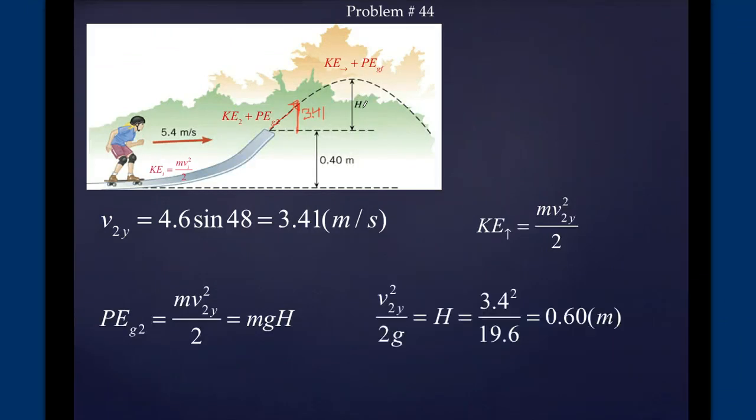So vertical kinetic energy equals potential energy, which I'm looking for, mgh. Even though I don't know my mass, I can cancel it. So mass goes, and I divide everything by g, so it's 3.4 squared over 19.6, which is 0.6 meters. So there you go.